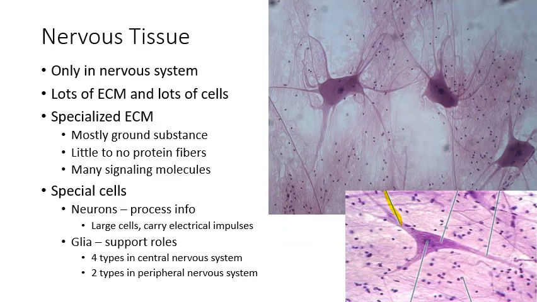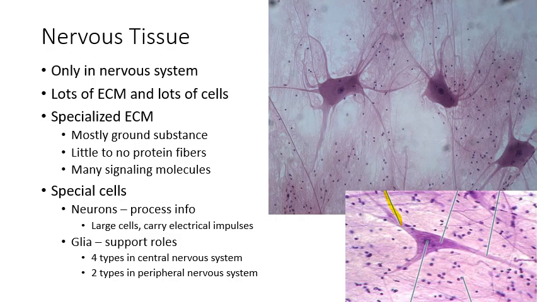Then you have nervous tissue, only found in the nervous system, of course. You have kind of a balance between extracellular matrix and cells in that type of tissue. It's a very specialized extracellular matrix. It's almost all ground substance, virtually no protein fibers at all, which means it's very weak.